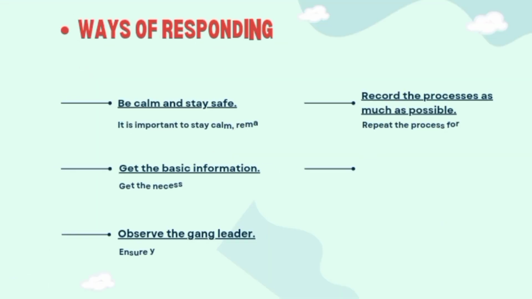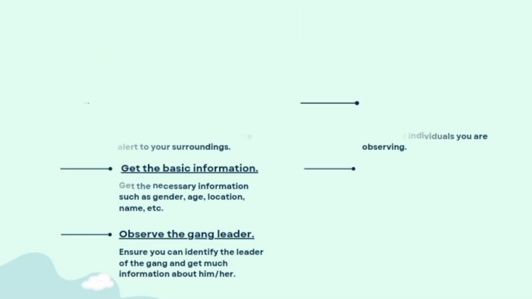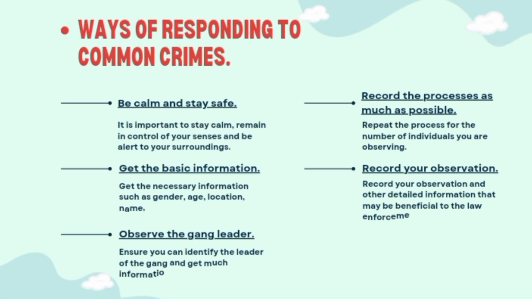Okay. Number four is that you record the processes as much as possible. Okay, record the processes, repeat the processes for every individual in the scene or in the crime. Okay, take for the leader, take for everyone that is part of the crime. Then lastly is that you record your observation. All right, record the observation and any other detailed information that may be beneficial to the law enforcement agency. All right, so these are some of the ways you can respond to common crimes.